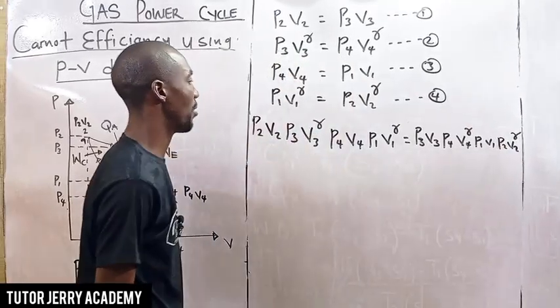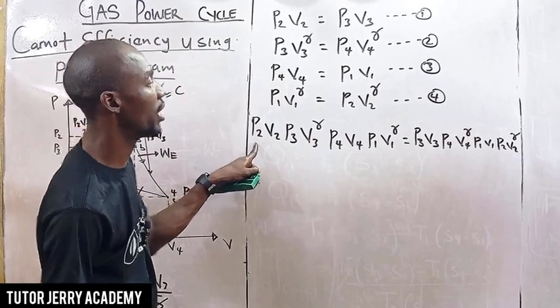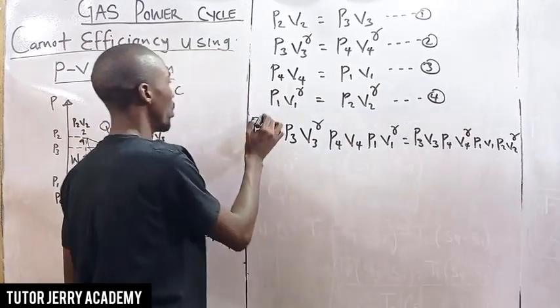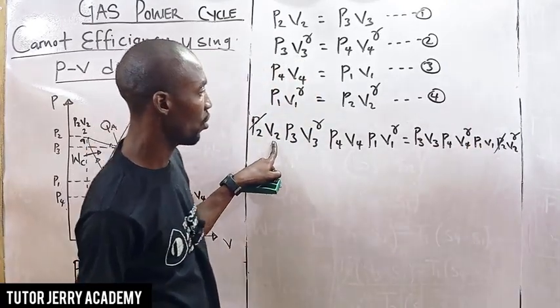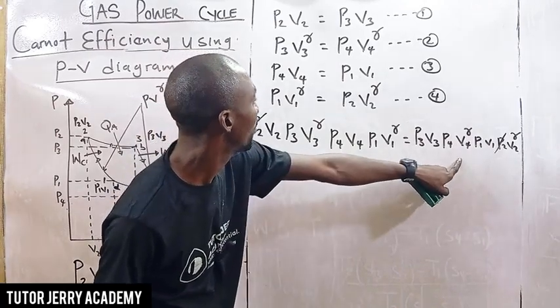What do you observe? We have P2 here and P2 here, so P2 will go with P2. We have V2 here and V2 here.